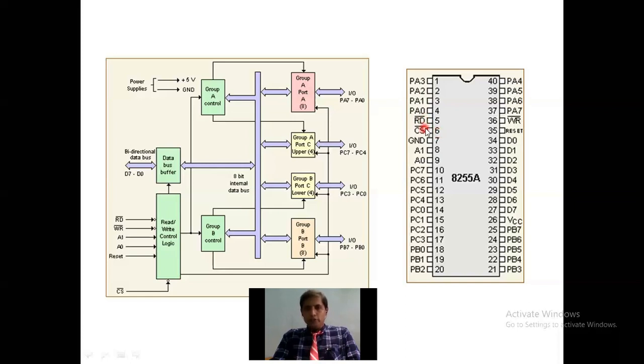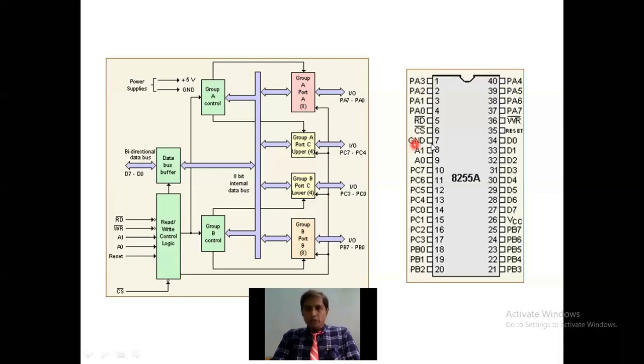Now CS bar. Whenever CS bar is activated, only then is this 8255 ready to perform either input or output operation. So CS bar is the chip select signal. Whenever the signal is inactive, the 8255 is not ready to perform either input or output. So the chip select signal must be activated for performing any IO operation. This is very essential. The signal is activated with the help of an external decoder. The decoder will provide the address for this 8255, and this decoder also activates the CS bar signal.